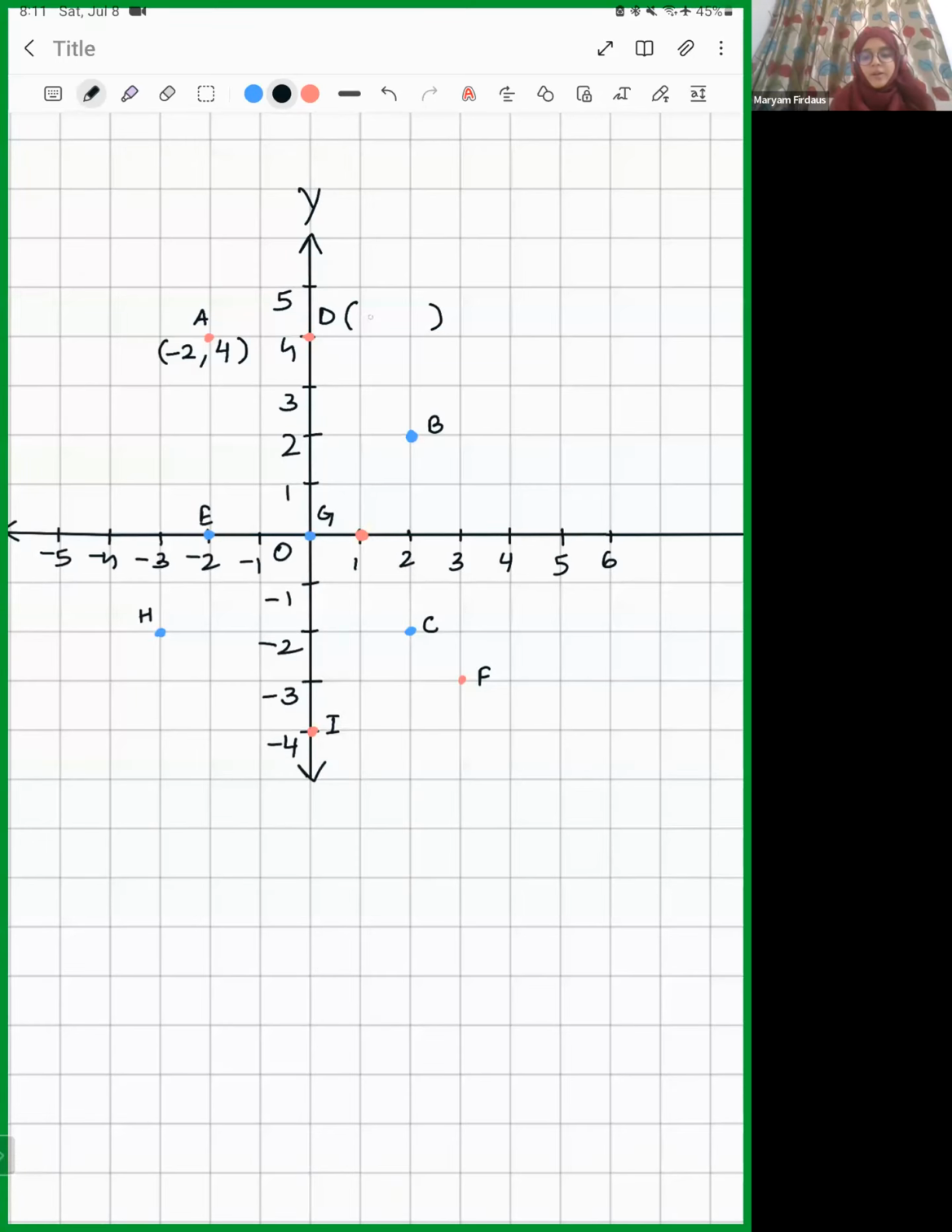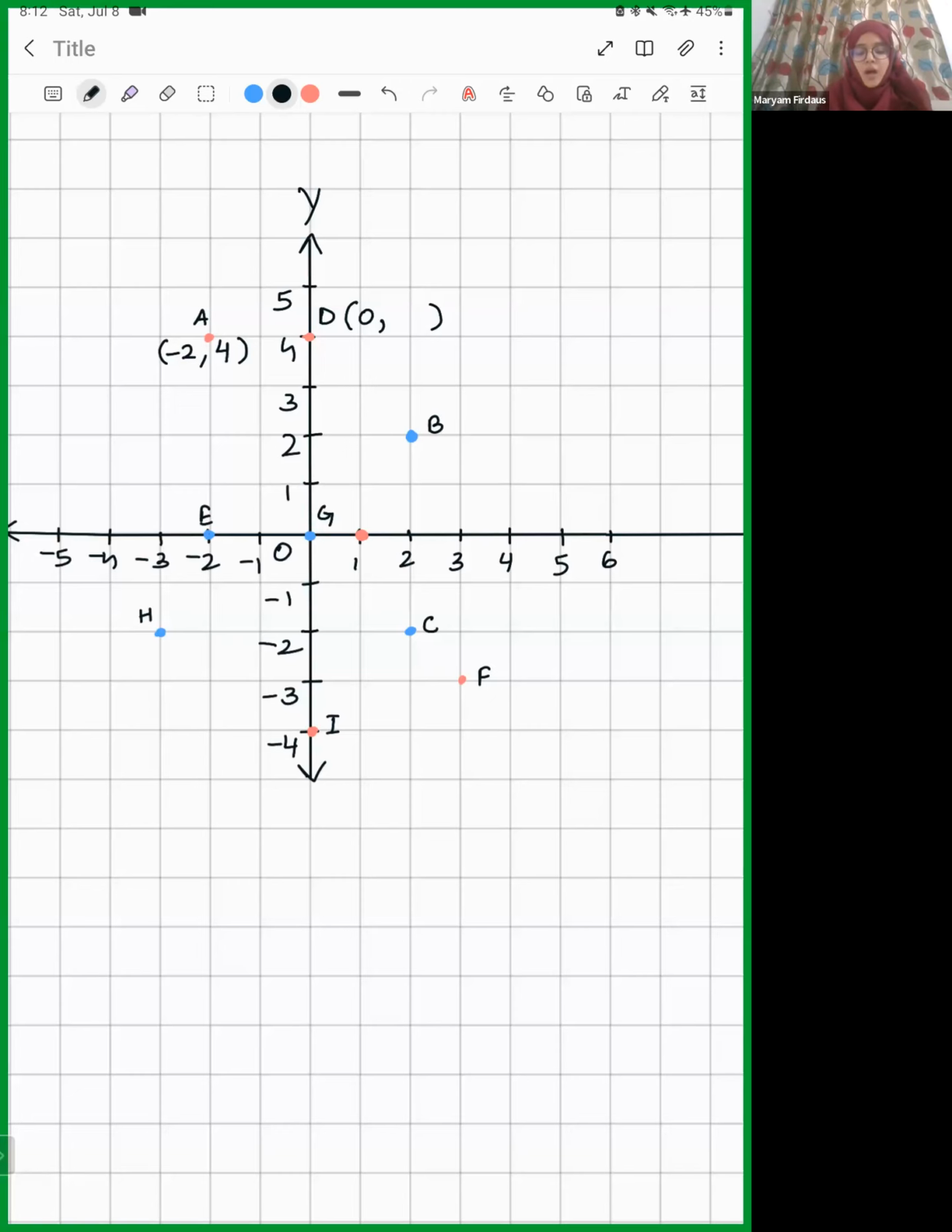The word nothing in maths is translated as what? 0. Yes. So if you're not moving anything in the x-axis, that means you're moving 0 units in the x-axis. So the x coordinate, the abscissa, is what? 0. Is that clear, Zen? Yes, it cleared my doubt. You cleared your doubt as well? Very good.